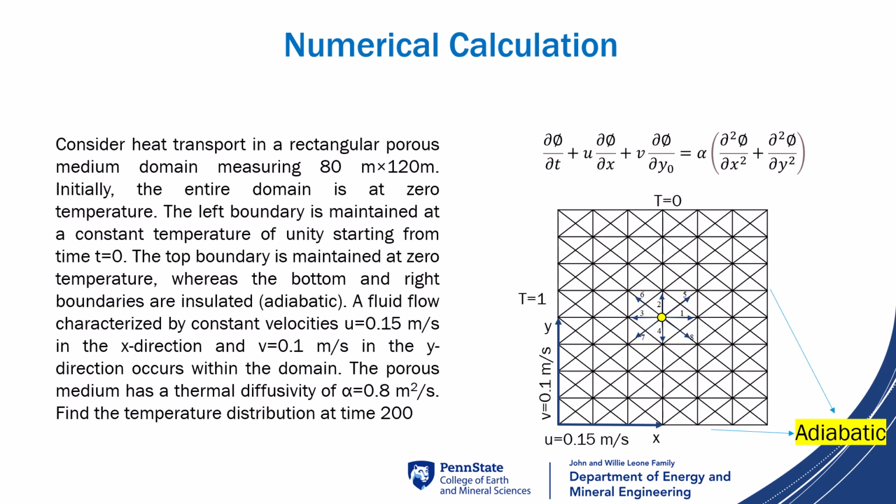Inside this domain, a fluid flows steadily with a velocity of 0.15 meters per second in the horizontal direction and 0.1 meters per second in the vertical direction. The porous material has a thermal diffusivity of 0.8 square meters per second, which determines how fast heat spreads out throughout the medium. Our goal is to simulate how temperature evolves over time, and in particular, we'll analyze the temperature distribution at two snapshots, 100 seconds and 200 seconds.